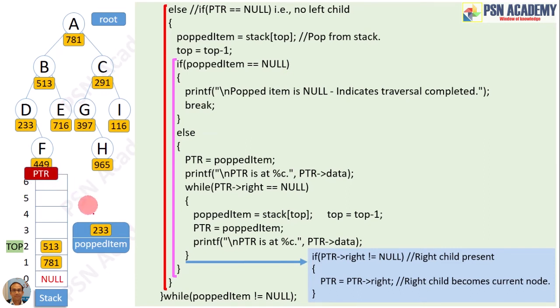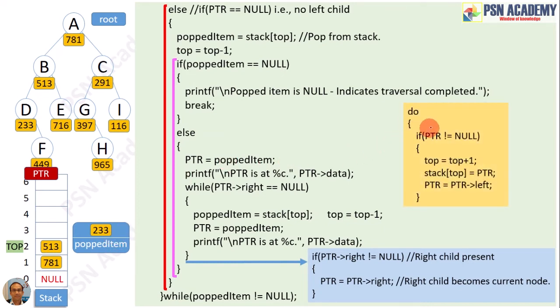After this, you check whether popped item is null or not. So popped item is 233, it is not null. So we move to the if condition in the beginning of the do while loop. For our convenience, I have copied that portion over here so that we don't have to move to the previous slide repeatedly. Now, ptr is not null. It is standing at 449. So this if block will be executed.